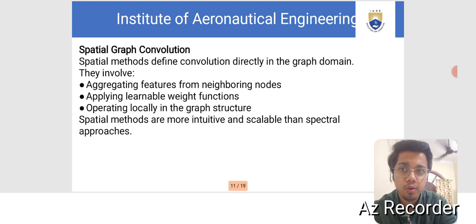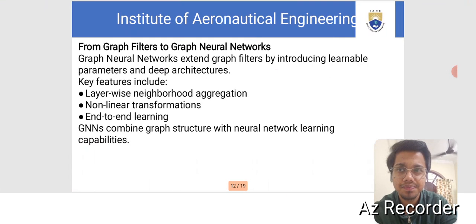Spatial graph convolution. Spatial methods define convolution directly in the graph domain. They involve aggregating features from neighboring nodes, applying learnable weight functions, and operating locally in the graph's structure. Spatial methods are more intuitive and scalable than spectral approaches.